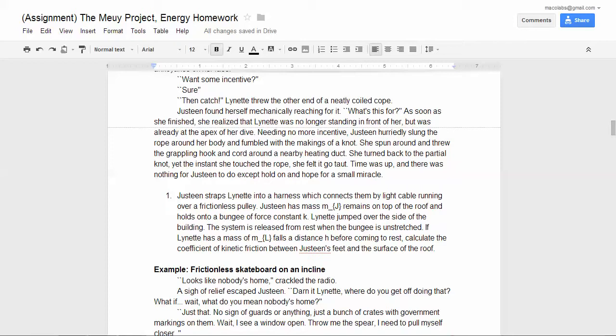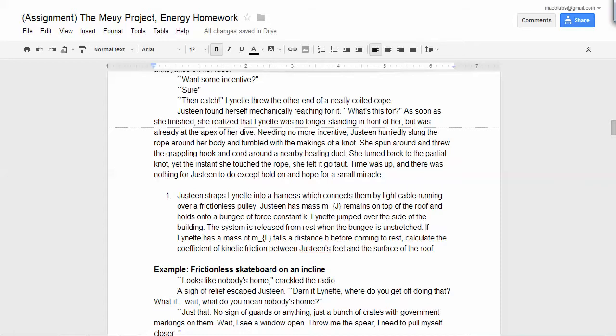All right, Justine has a mass of mj. Makes sense because it's the mass of Justine, right? She remains on top of the roof and holds onto a bungee cord with a force constant k. Lynette jumps over the side of the building, and the system is released from rest and the bungee is unstretched. If Lynette has mass ml and falls a distance h before coming to rest, calculate the coefficient of kinetic friction between Justine's feet and the surface of the roof.